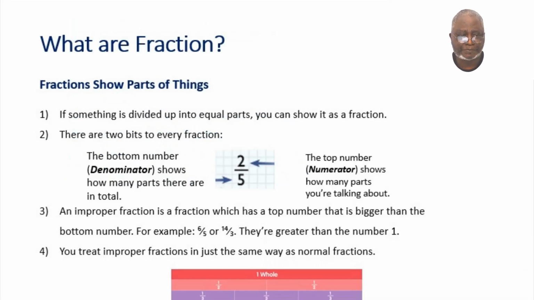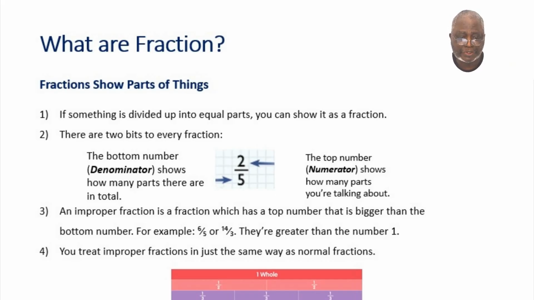What are fractions? Fractions show parts of things. If something is divided up into equal parts, you can show it as a fraction. There are 2 bits to every fraction. The bottom number, which I call the denominator, shows how many parts there are in total. The top number, which I call the numerator, shows how many parts we're talking about.